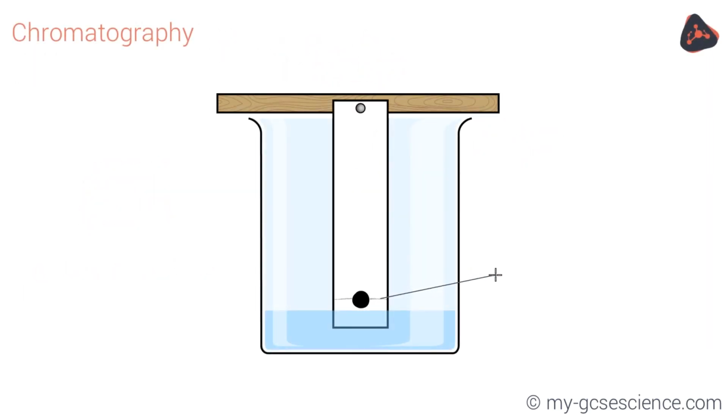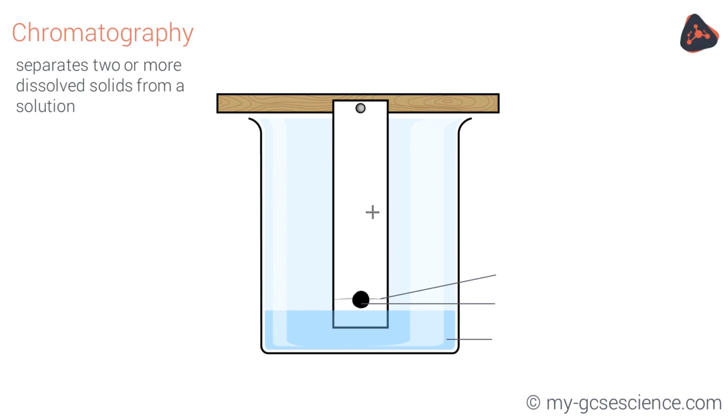The final method we need to look at right now is chromatography. Paper chromatography is a method for separating dissolved substances from one another. First of all, you draw a pencil line onto filter paper, and spots of ink or dye are placed along it. Place a small amount of your solvent in the beaker.